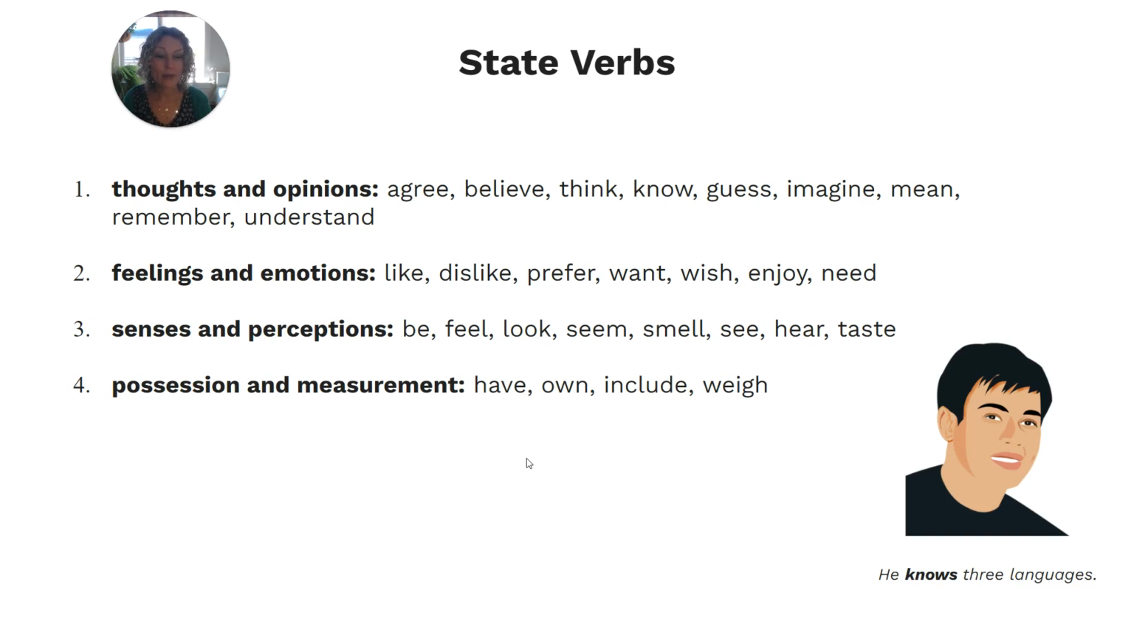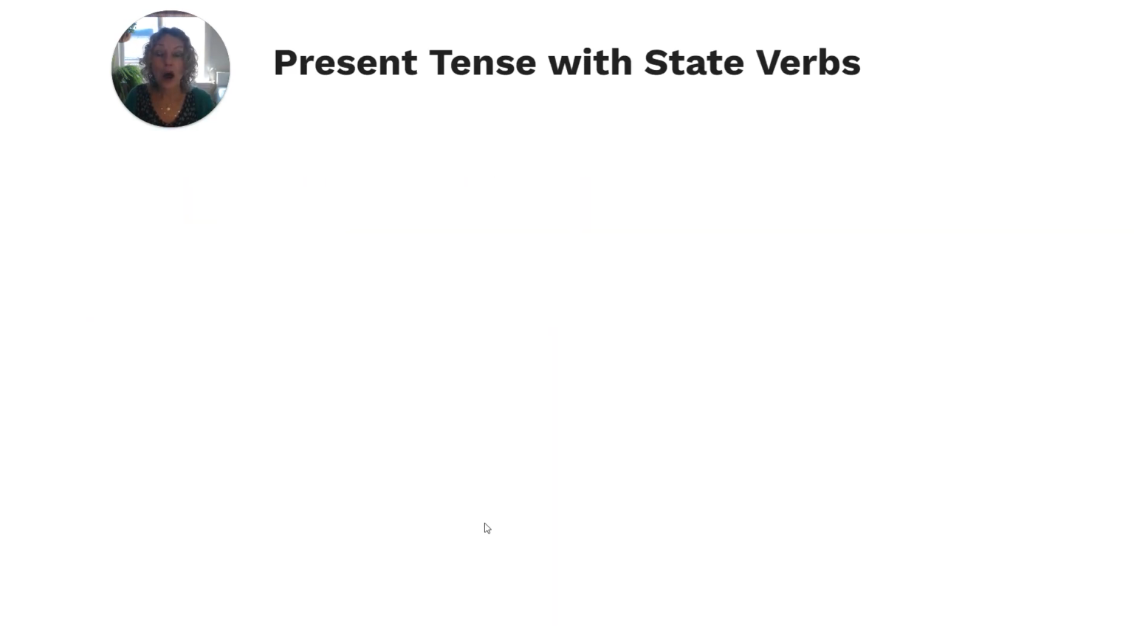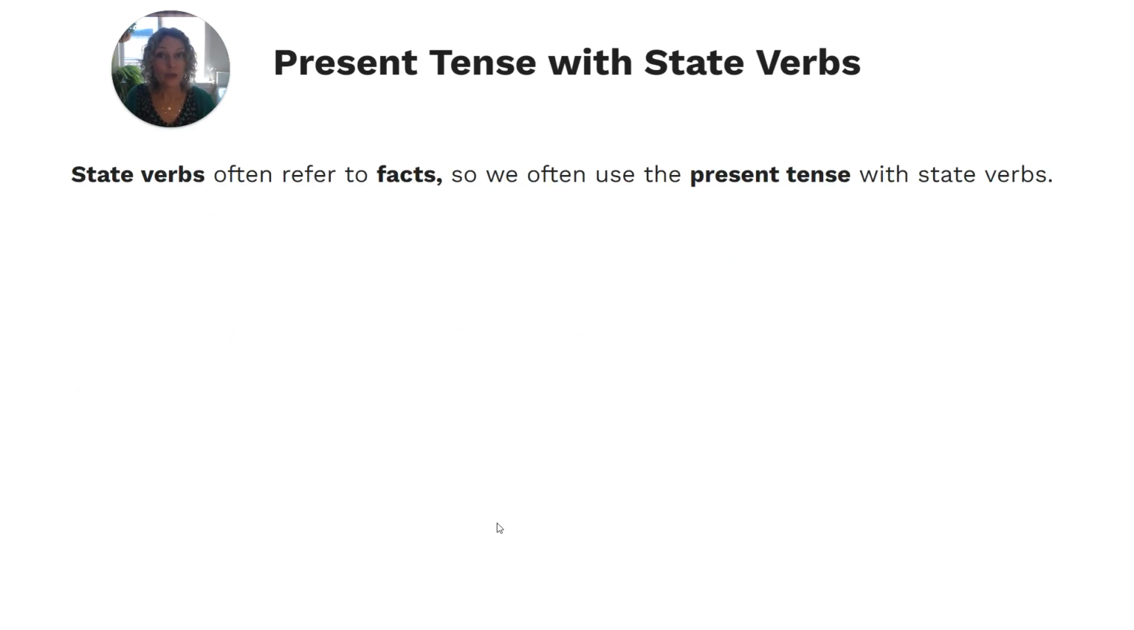So here's an example. He knows 3 languages. So we can't see him doing that. It's a state verb. But it's a fact about him. And so that's why we're using the present tense. So often when we're using the present tense, it's with state verbs.